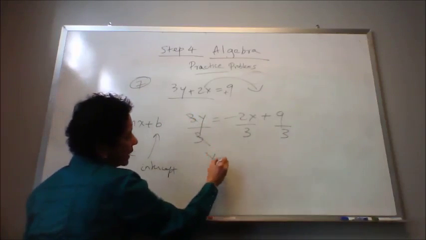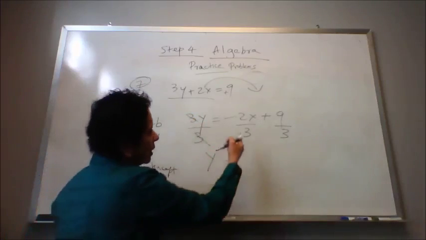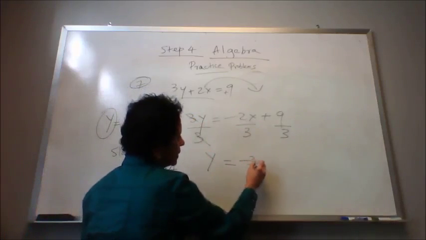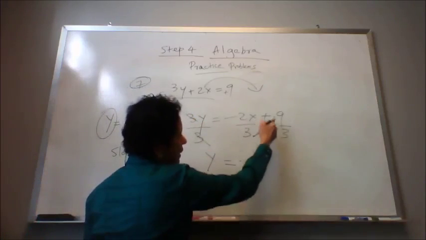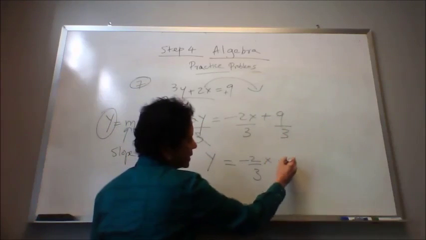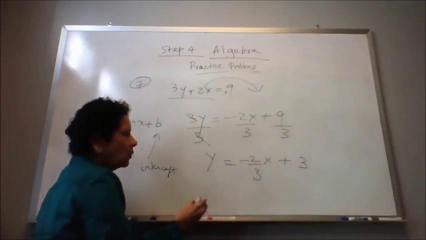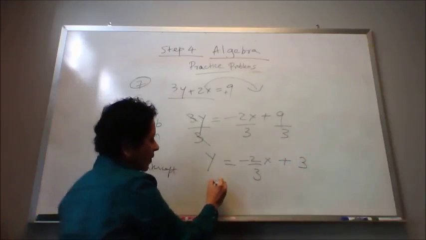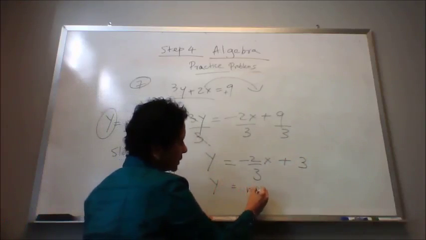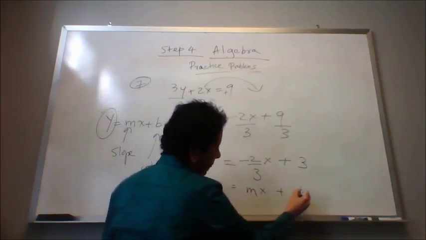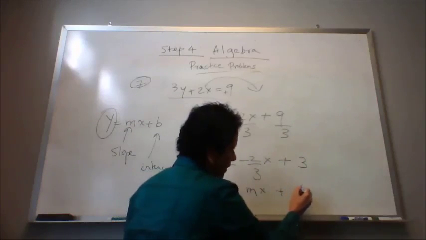So on the left hand side, I got y. That is good. On the right hand side, I have minus 2/3 x. Then 9 divided by 3 is actually 3. So now, I have the equation in this form. y equals mx plus b. Okay? You always write it down.